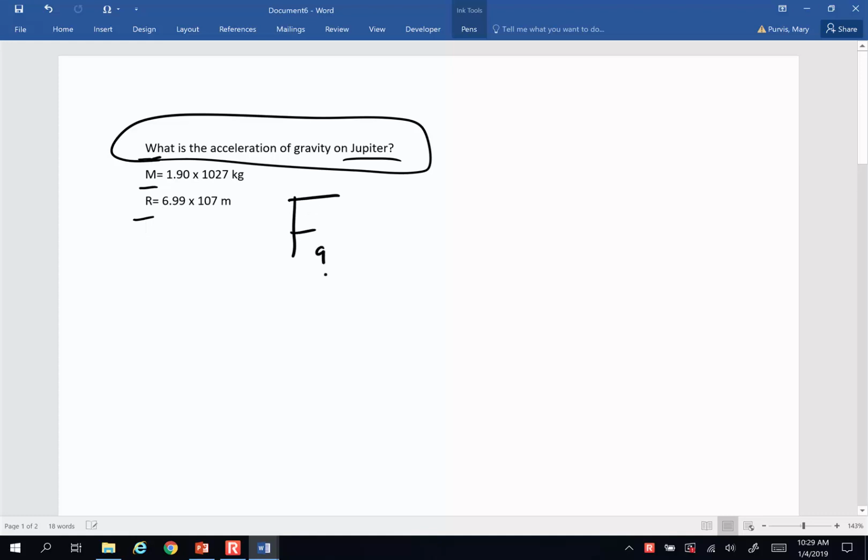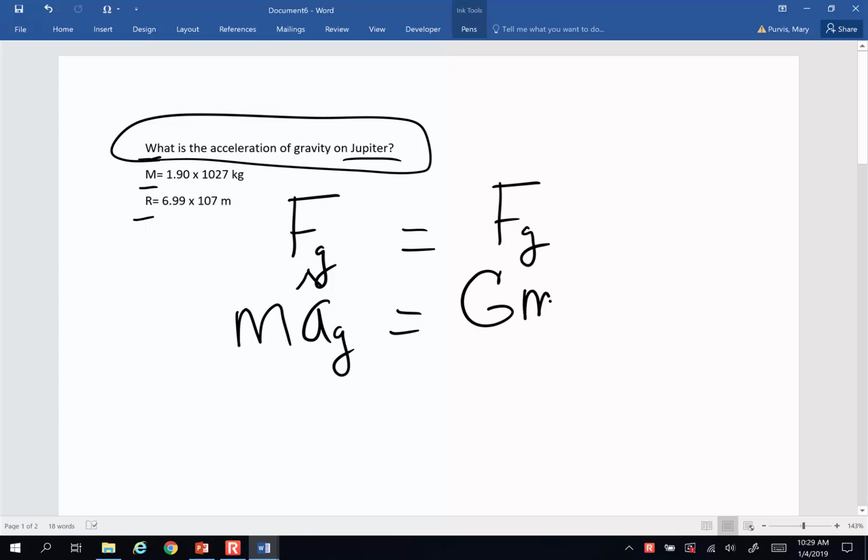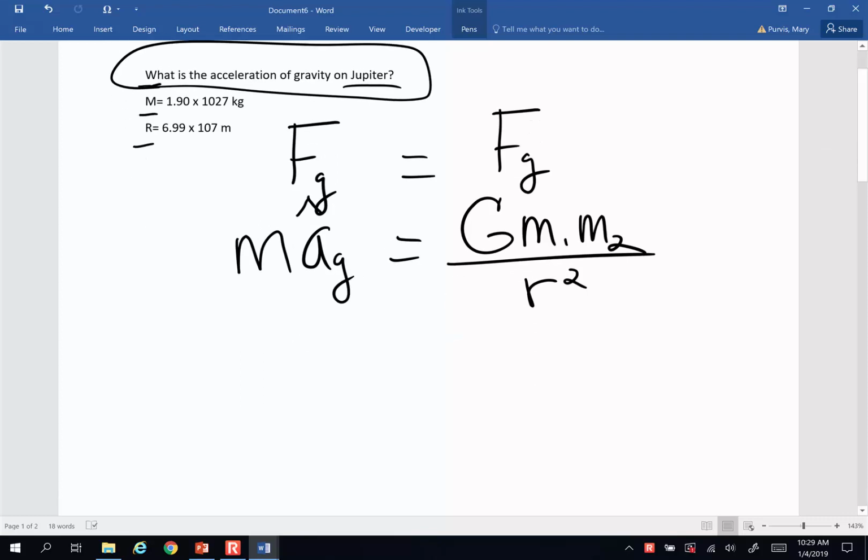We have two equations for force of gravity. One of the equations we have for force of gravity is mass times the acceleration of gravity. The other one is G, mass 1, mass 2 divided by the radius squared. Now, one of these masses is going to be the mass of the planet. This is going to be the radius of the planet. What is the other mass?